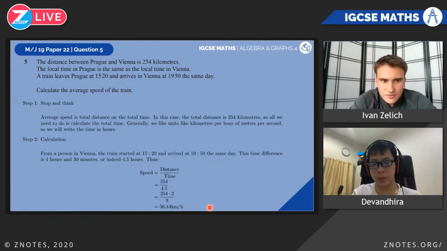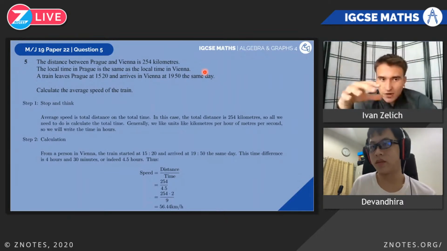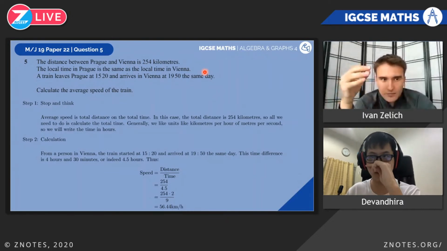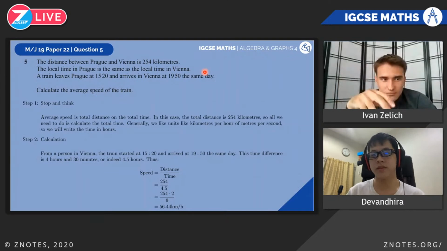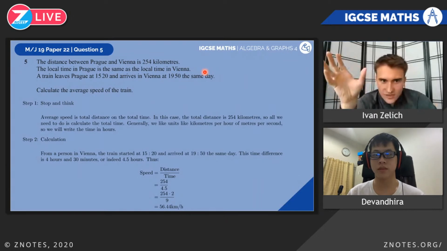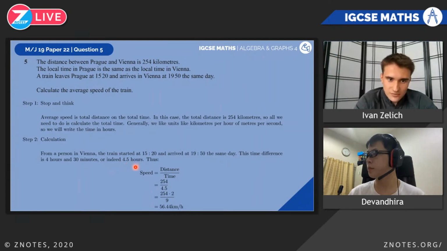Just be careful, and obviously if they said the local time was different, say Vienna was actually 1 hour ahead, that would mean at 3:20 in Prague time, Vienna was actually 4:20, and then you arrive in Vienna at 7:50. So in fact, the hours decreased by 1, and so it's 3.5 instead of 4.5 hours. So these are the things you just got to be a bit careful of.